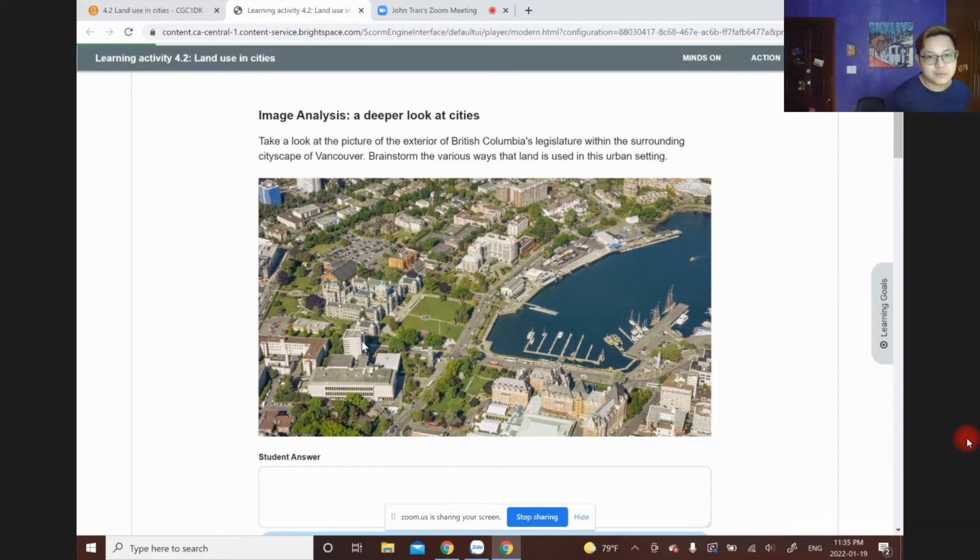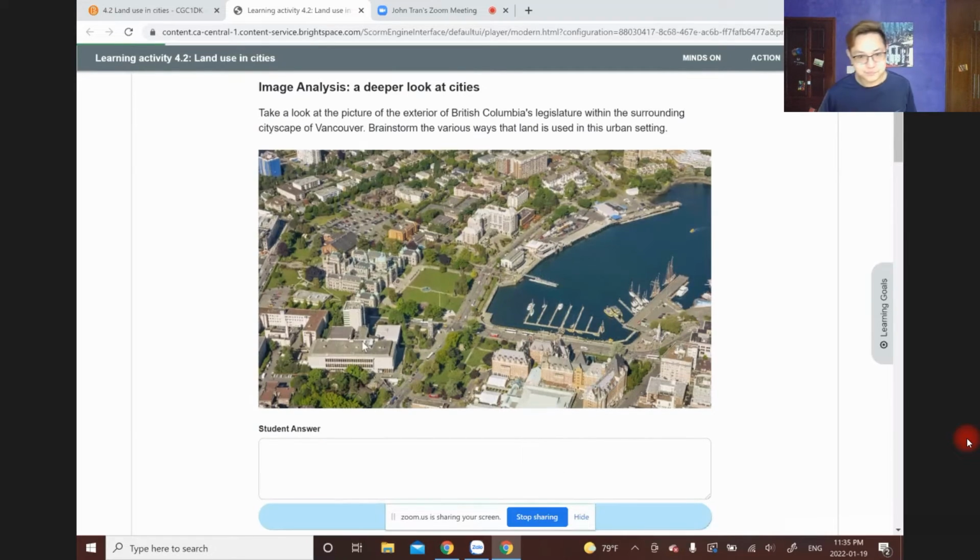I'm not so sure. Brainstorm the various ways that land is used in an urban setting. So you see there's a lot of green, trees and grass, things like that. But still there's a lot of buildings too. But they try to still have some green surrounding it, you know.